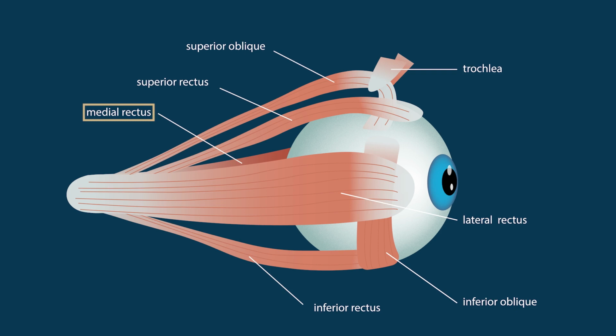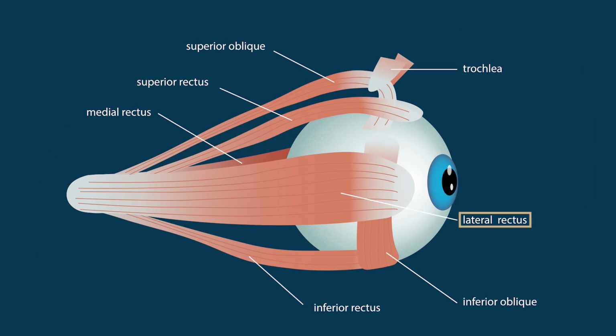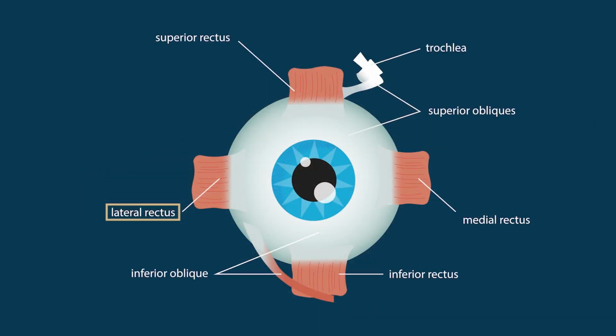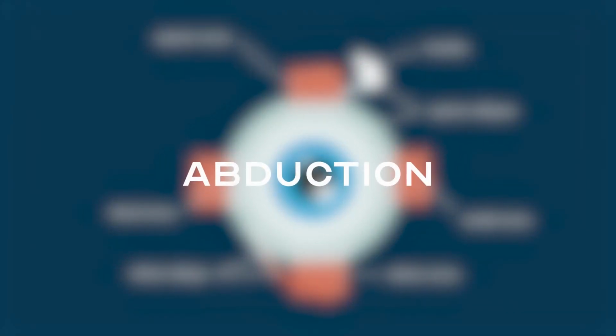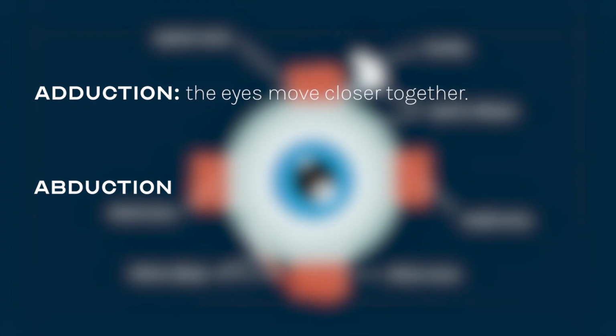The medial rectus muscle moves the eye toward the nose. This is called adduction. The lateral rectus muscle moves the eye away from the nose toward the temple on the same side. This is abduction. My method for remembering the difference between adduction and abduction is that in adduction, they want to be added together or come closer together. In abduction, the eyes move farther apart, like one eye is being abducted from the other.